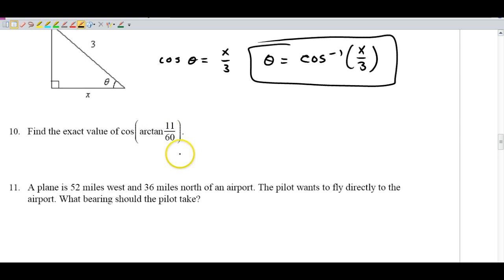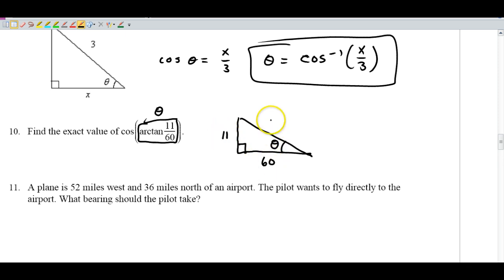Find the exact value of the arctangent of 11 over 60, and that's with the triangle here. The output of this is an angle, so this piece here, I'm going to make theta, and I'm going to put theta right here. So the arctangent of 11 over 60 means I have opposite over adjacent. This is an 11, 60, 61 triangle, so my hypotenuse is 61. So really, I want to find the cosine of theta, which in this case is 60 over 61.